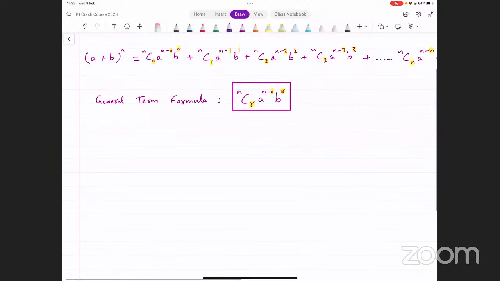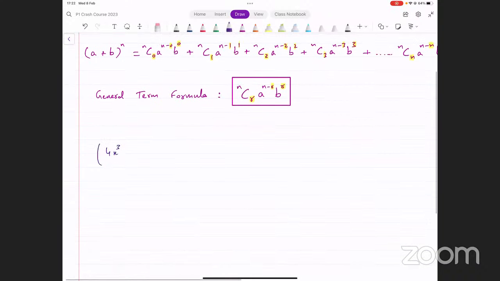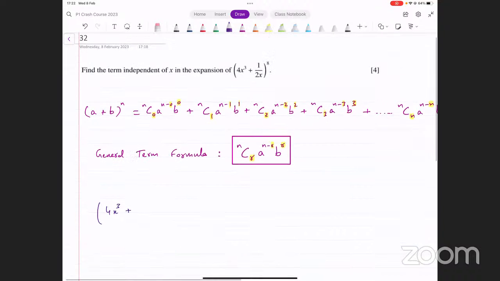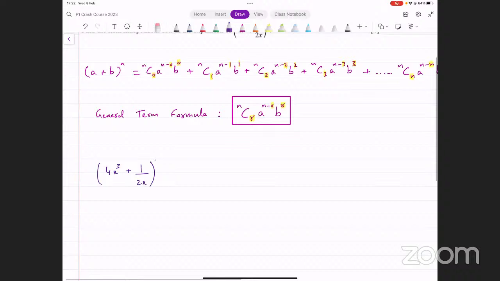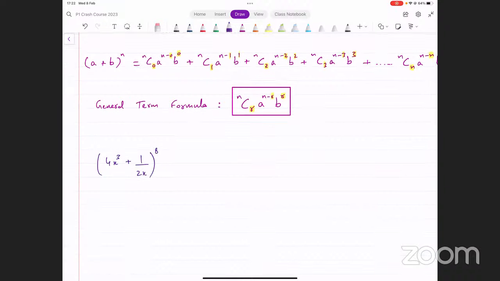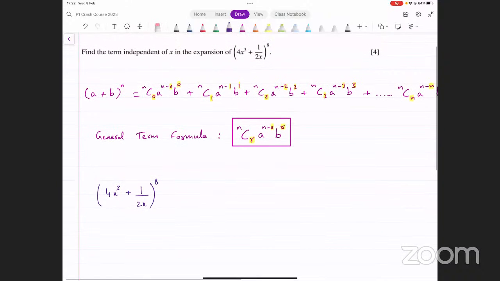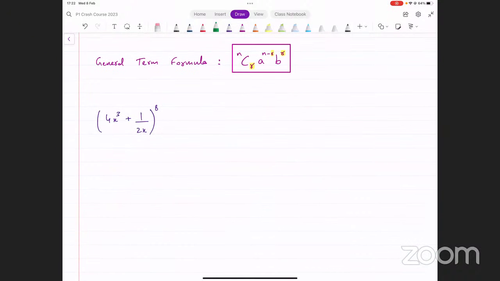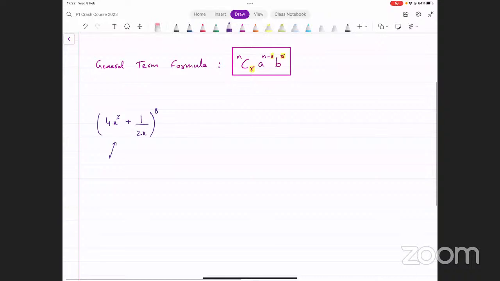We've got this expansion, 4x cubed plus 1 over 2x whole raised to power 8. We want to use this formula, this general term formula, to find the term that is independent of x. Remember, independent of x means we're looking for the term in which the power of x is 0. Okay. Now, what do you have in place of a in this expansion? So remember, your general form is a plus b whole raised to power n. If you were to compare with that, in place of a, you've got 4x cubed. In place of b, you have 1 over 2x.